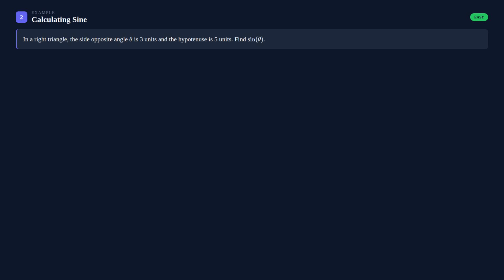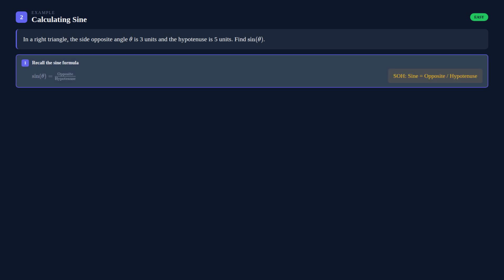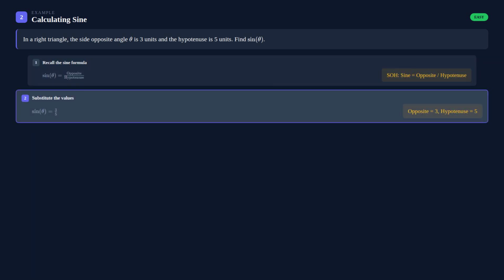Example 2. Calculating sine. Let's look at: in a right triangle, the side opposite angle theta is 3 units and the hypotenuse is 5 units. Find sine of theta. Step 1. Recall the sine formula. Sine of theta equals opposite over hypotenuse. This gives us SOH, sine equals opposite / hypotenuse.